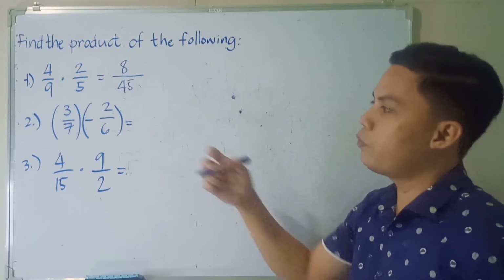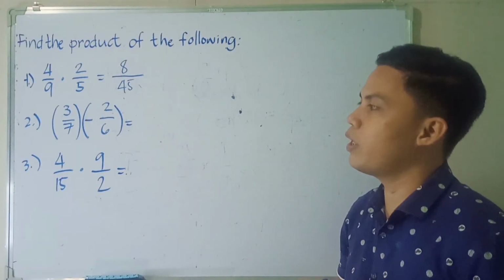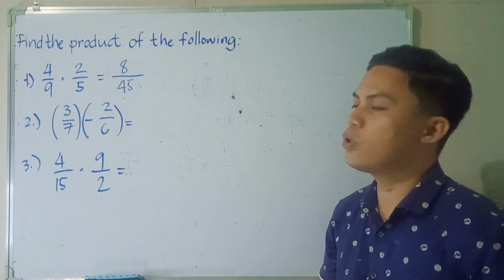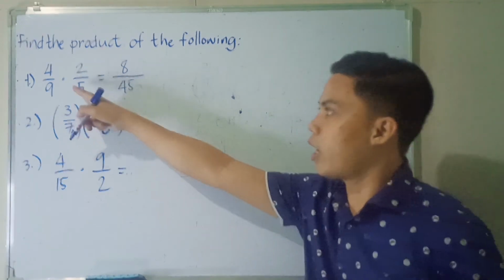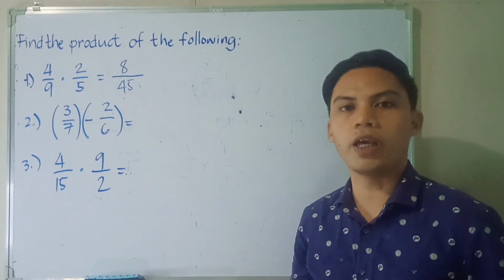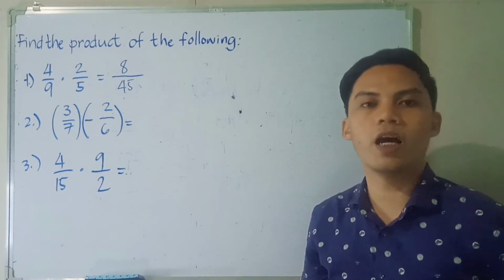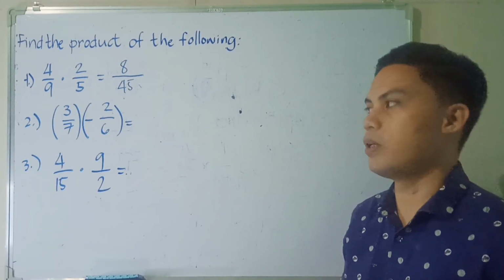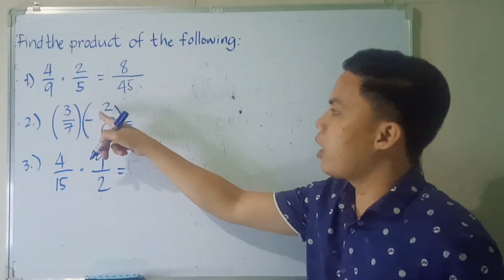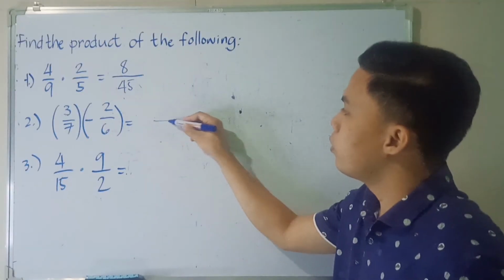So, what if we have number 2? 3 over 7 times negative 2 over 6. So, we can use that to symbolize multiplication, and we can also use parentheses. So, they are the same. They both mean multiplication. So, 3 times 2, that is equal to 6.